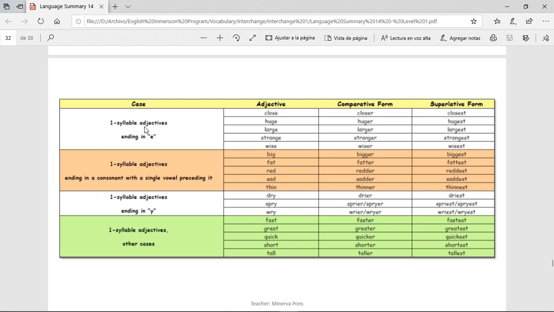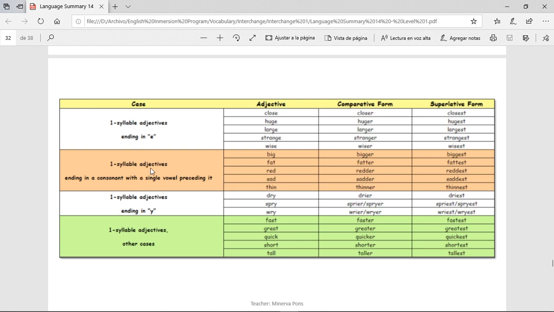And with one syllable adjectives ending in E, the way to do it is to put the comparative with an R and the superlative using an ST. Close, closer, closest. Huge, huger, hugest, the hugest. Large, larger, largest, the largest. Strange, stranger, strangest, the strangest, and so on.